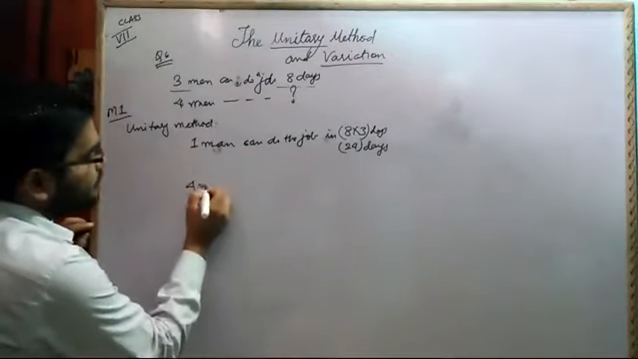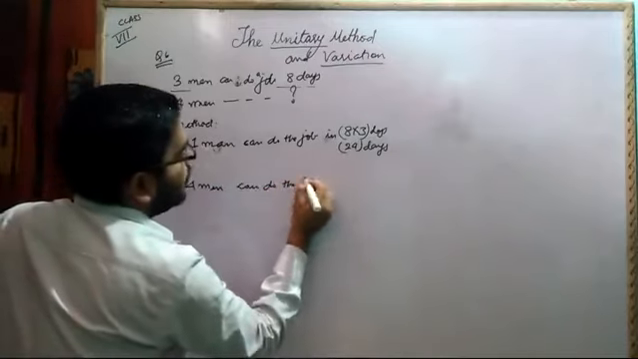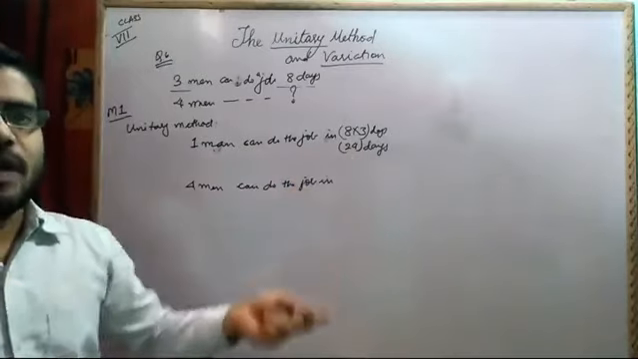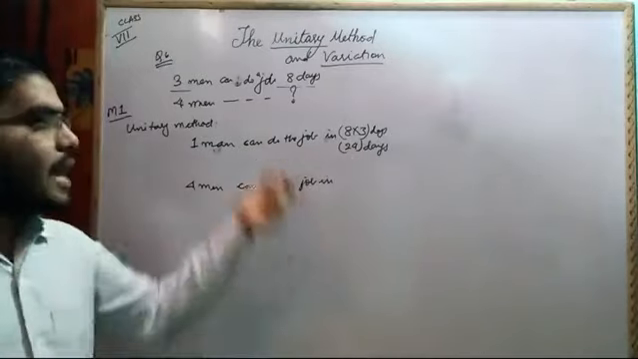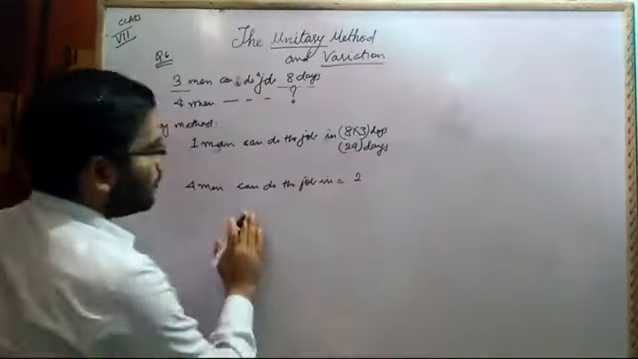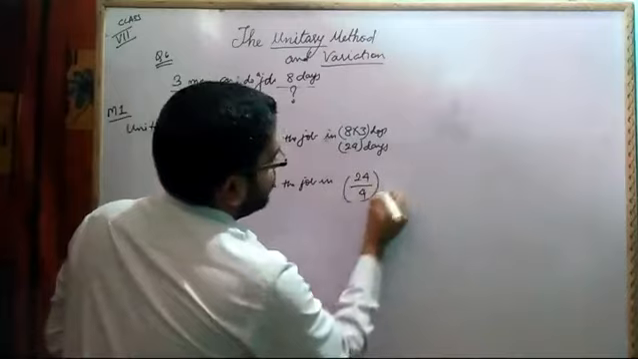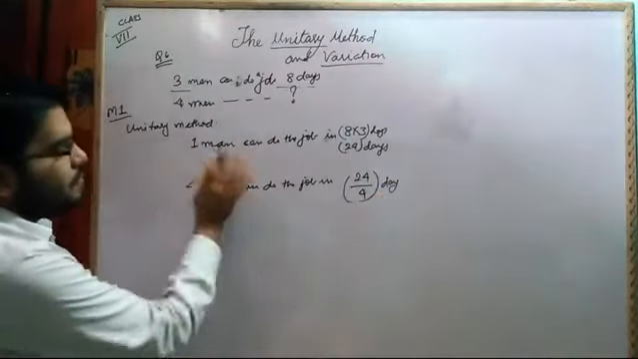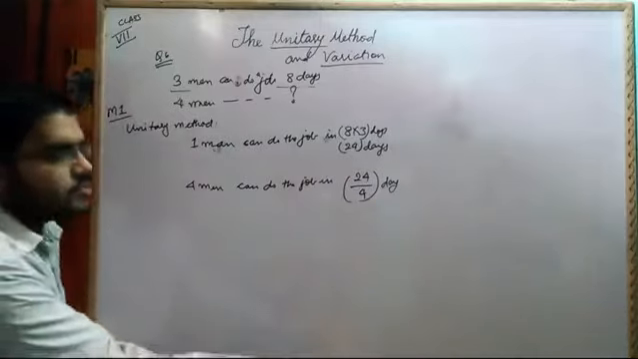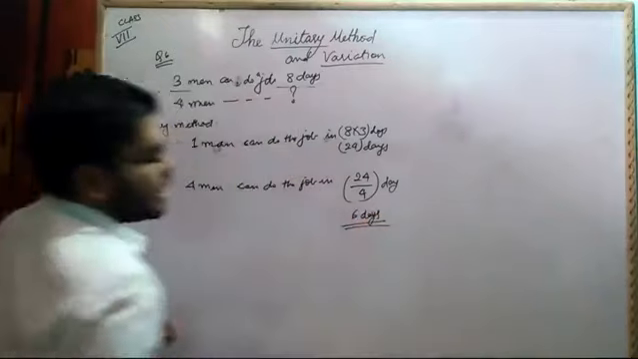Now 4 men can do the job in less number of days. If one man can do a job in 24 days, so 2 men will do in 12 days, 3 men will do in 8 days, again 4 men will do in how many days? Let's see. 4 men can do the job in 24 by 4 days. Division, because when one man has to do, number of days has to increase. When number of men will increase, number of days will decrease. So it will be equal to 6 days. So your answer will be 6 days.